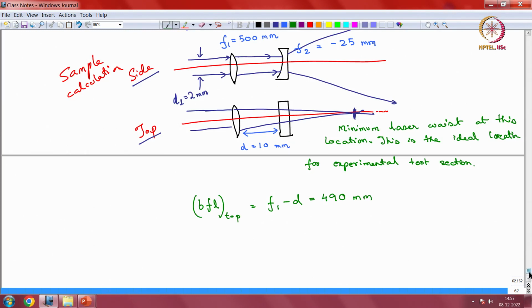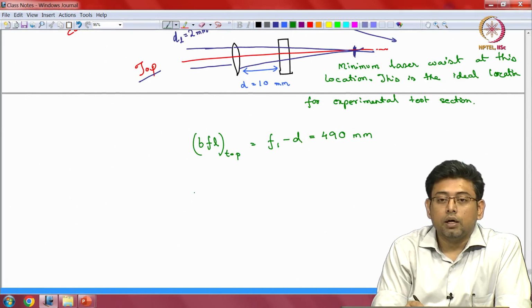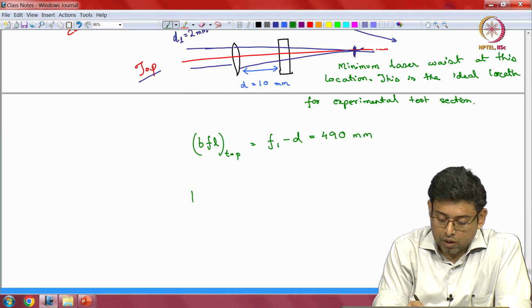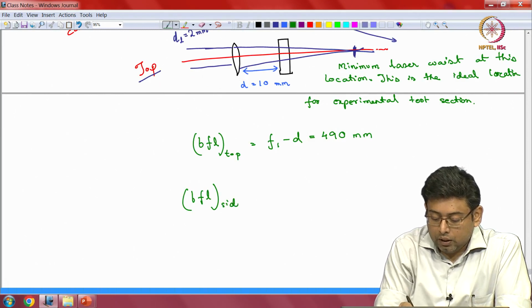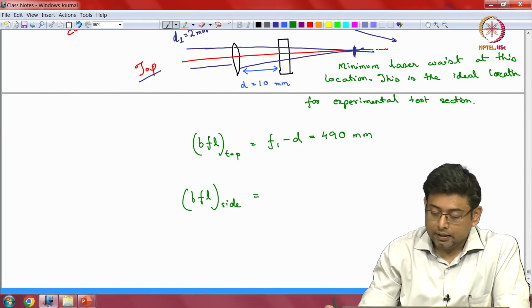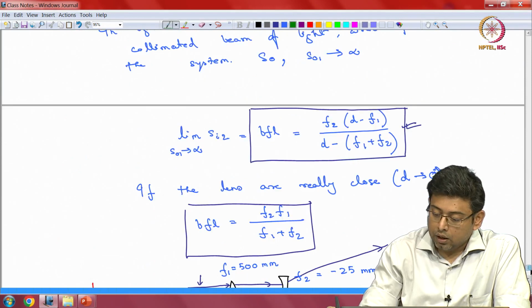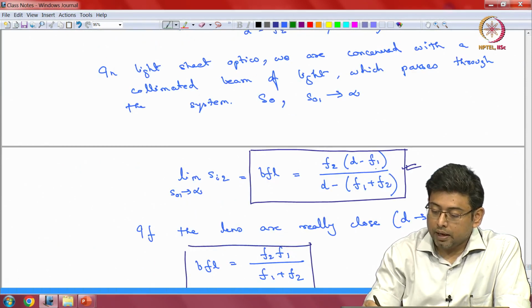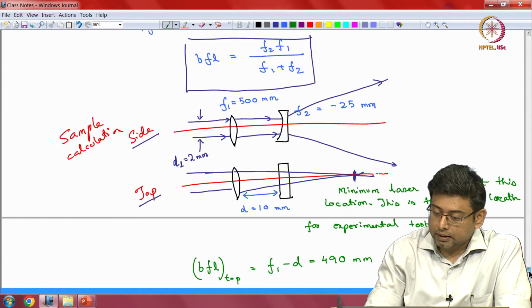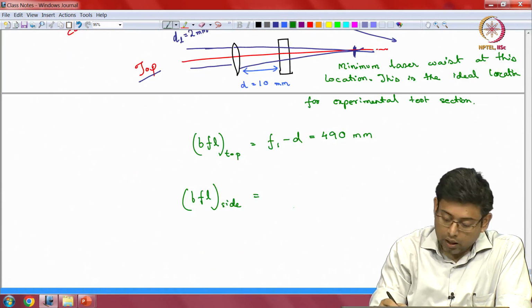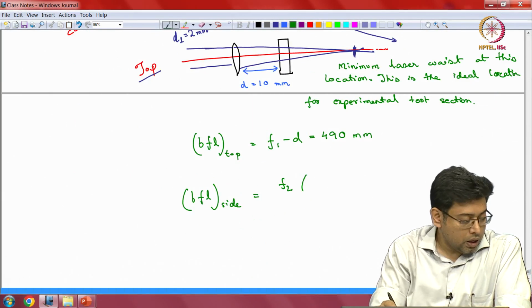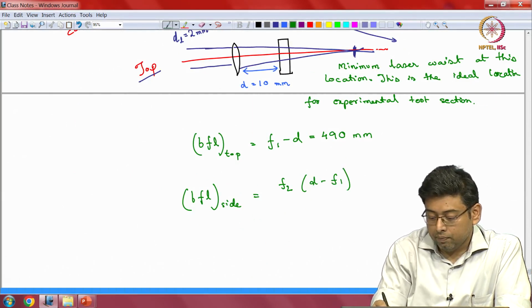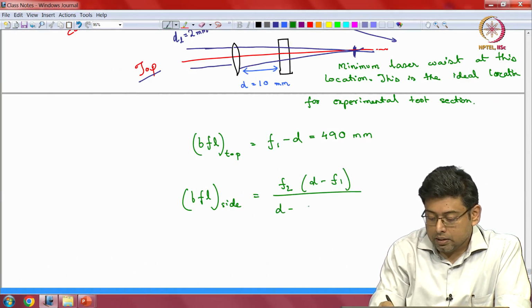But what is the back focal plane with respect to the side view? So, back focal plane for the side view we still have to calculate. So, let us see what the formula said. So, the formula was f2 d1 minus f1 and d minus f1 plus f2. Okay. So, let us write this down. We have f2 d minus f1 d minus f1 plus f2.